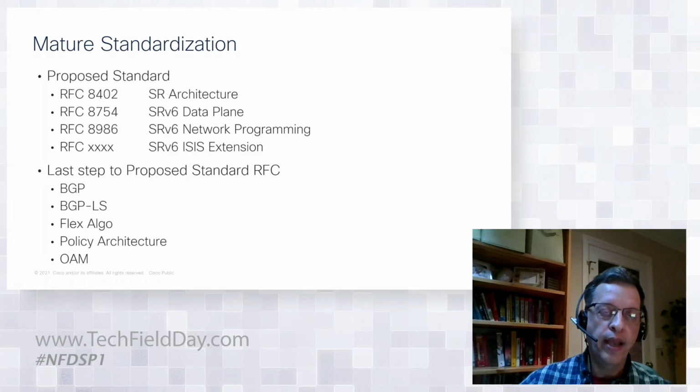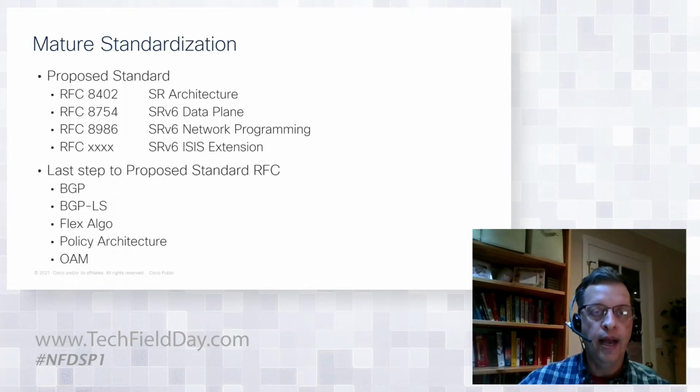Cisco brought SRv6 to the IETF in 2017, and here we have 4 key building blocks, including the core construct of SRv6. They're all proposed standards. We start with RFC 8402, which is the architecture of SR for MPLS and IPv6 data plane. We have the SRH definition, which happened in RFC 8754, also a proposed standard. The core of SRv6, network programming.